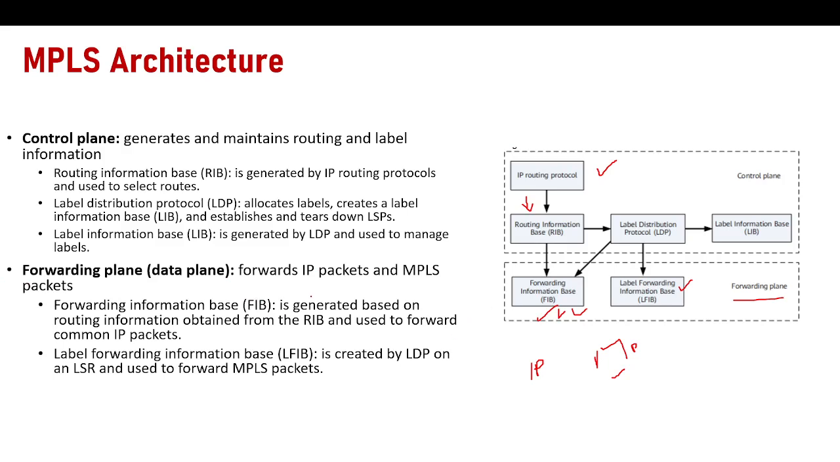So we have the forwarding information base used to forward common IP packets, and then we have the label forwarding information base that will be used to forward MPLS packets on our network. Any question?